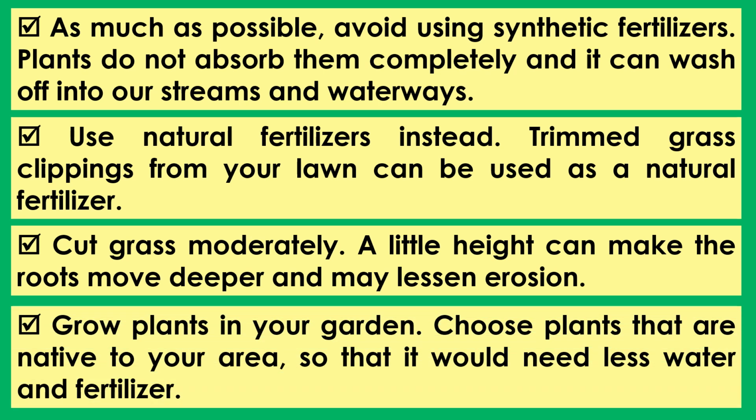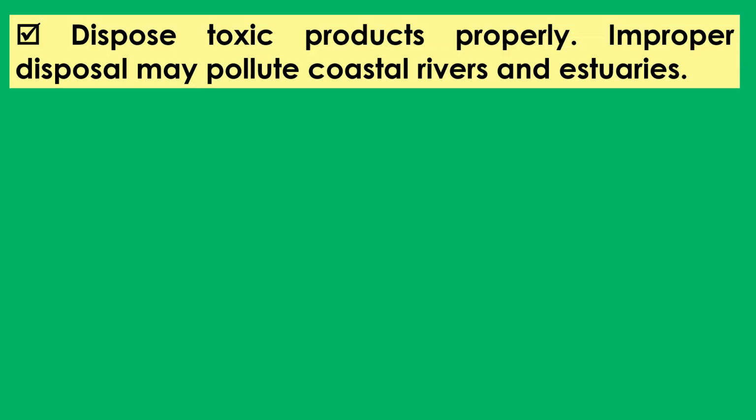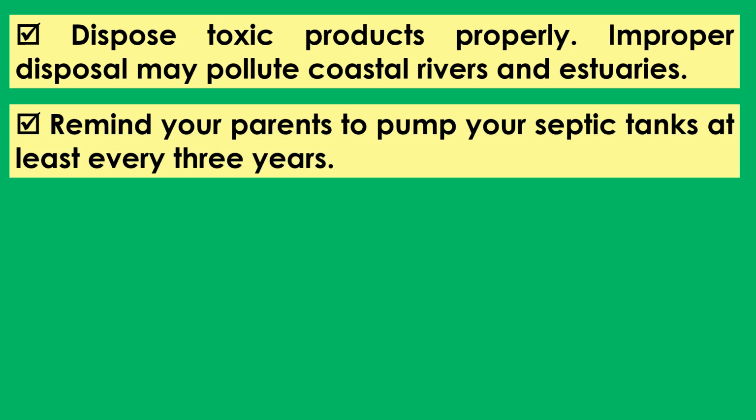Grow plants in your garden. Choose plants that are native to your area so that they would need less water and fertilizer. Dispose of toxic products properly. Improper disposal may pollute coastal rivers and estuaries. Remind your parents to pump your septic tanks at least every 3 years.